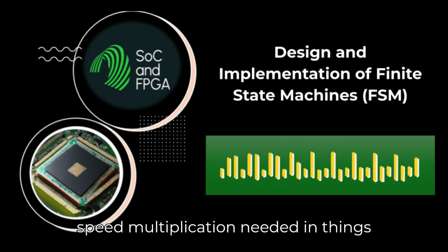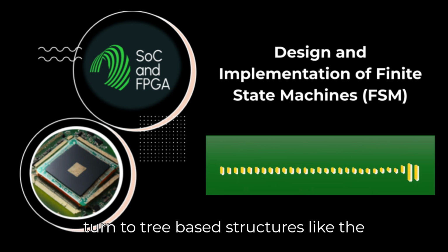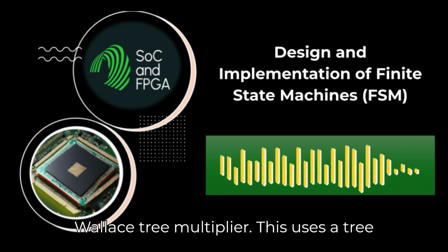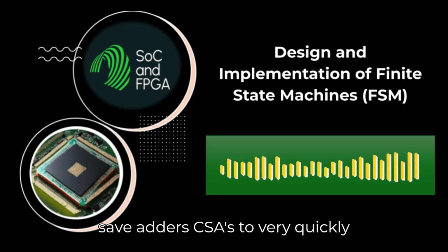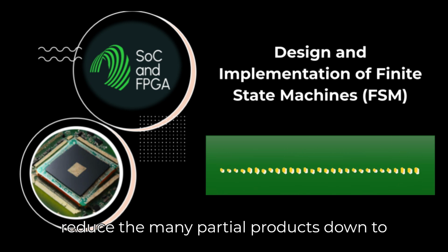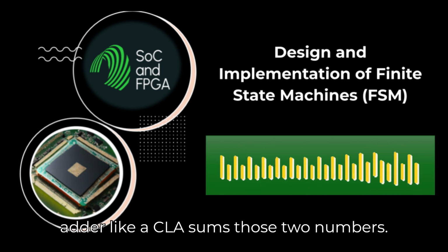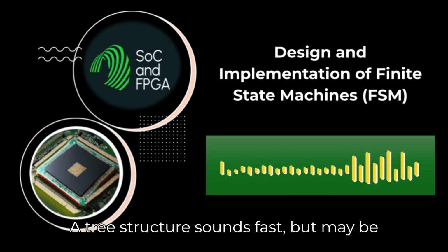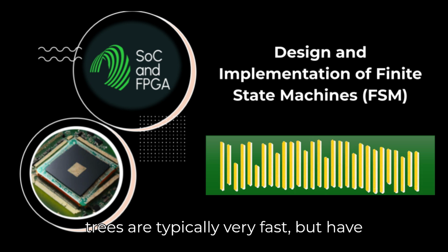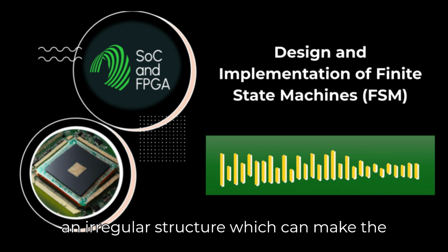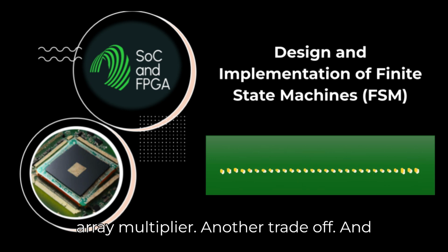And for very high-speed multiplication needed in things like DSPs and graphics, designers often turn to tree-based structures like the Wallace tree multiplier. This uses a tree of specialized components called carry-save adders, CSAs, to very quickly reduce the many partial products down to just two numbers. Then a final, fast adder, like a CLA, sums those two numbers. A tree structure. Sounds fast, but may be complicated to lay out. Exactly. Wallace trees are typically very fast, but have an irregular structure, which can make the physical design and layout on the chip more challenging compared to a regular array multiplier.